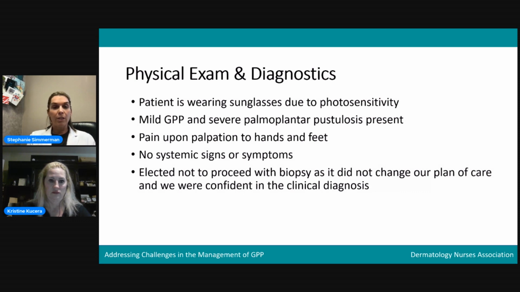As we said previously, she had no systemic signs and symptoms outside of the pain and discomfort that she was in. And so I elected to proceed without biopsy because at the time it wasn't going to change my plan of care, because we felt pretty confident with our clinical diagnosis upon evaluating her and getting a really good history.